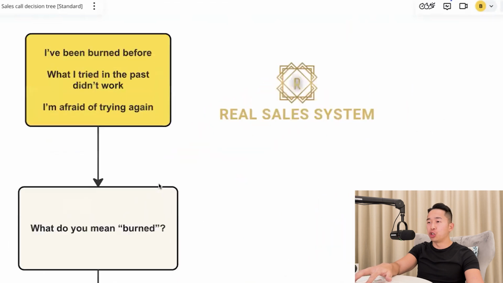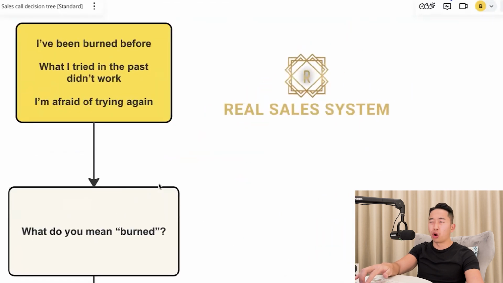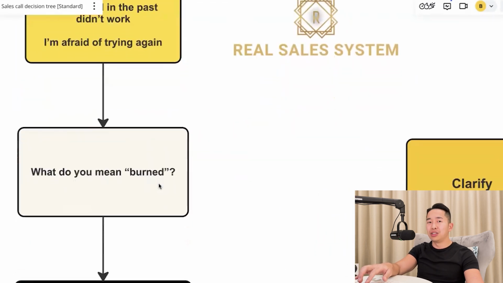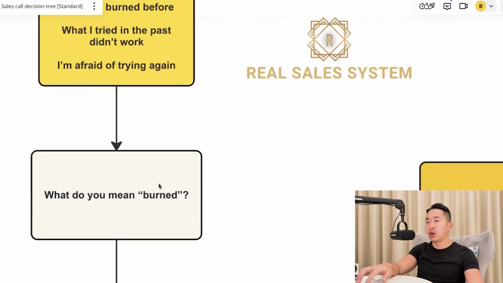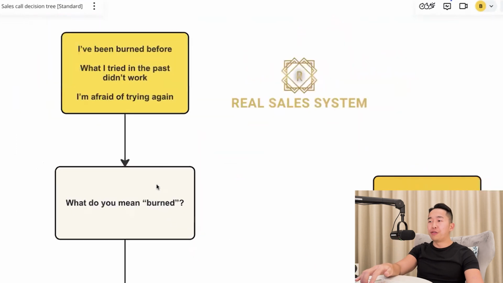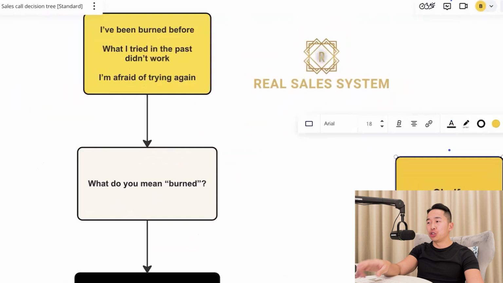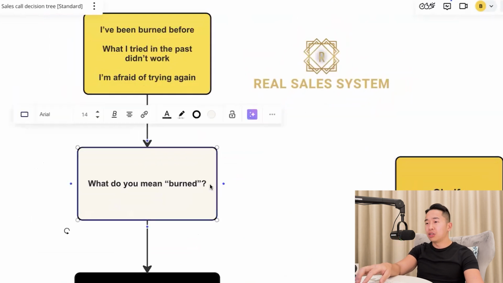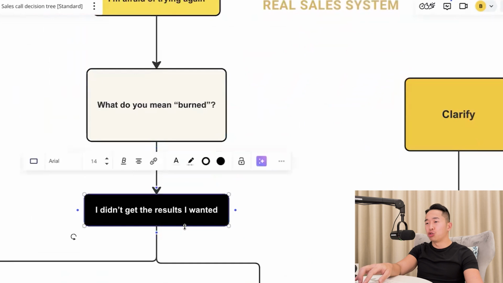You ever get those? If you sell done for you lead gen, or maybe they tried a coaching program before, and they say, I've been burned before, or I tried something in the past and it didn't work. First, if it's not clear, just like any objection, the first step is we clarify. Oh, what do you mean by burnt? And they'll say, oh, I just didn't get the results I wanted.